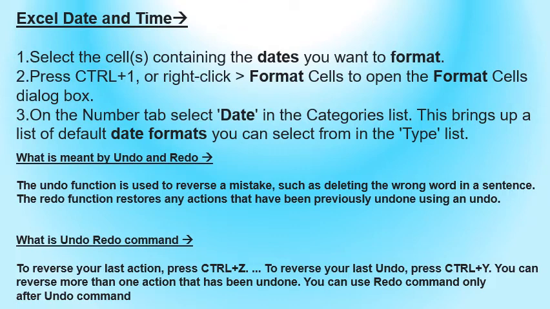Now the next is the Undo and Redo button. What is the meaning of undo? The undo is used to reverse a mistake, such as deleting the wrong words in a sentence. It means whenever we make any kind of mistake, we simply undo it instead of deleting it. Undo reverses the mistakes. Got it?